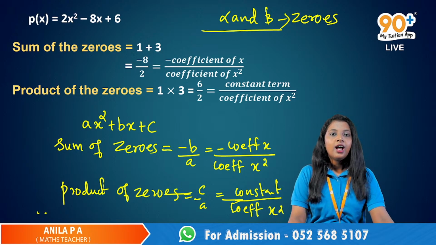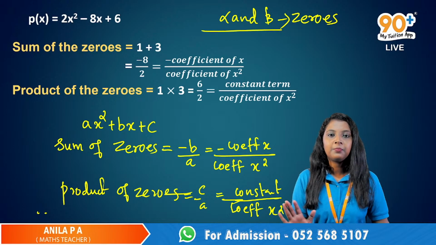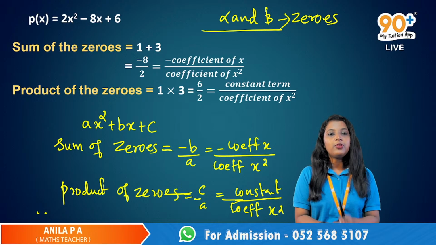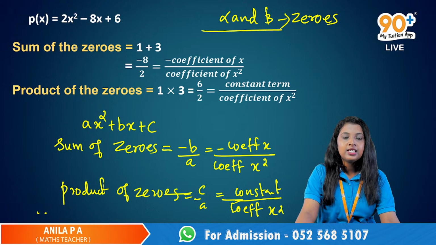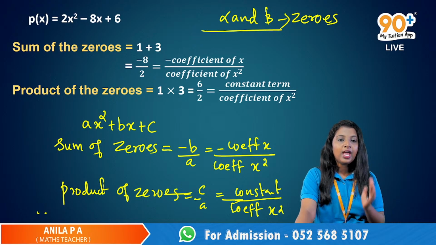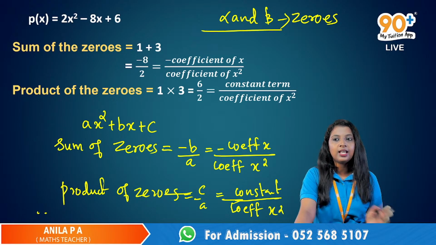Don't worry how to find or how to split the middle term. So you have to learn this one. This one is simple, right? Sum of zeros is negative b by a and product of zeros is c by a. That part is easy, right?